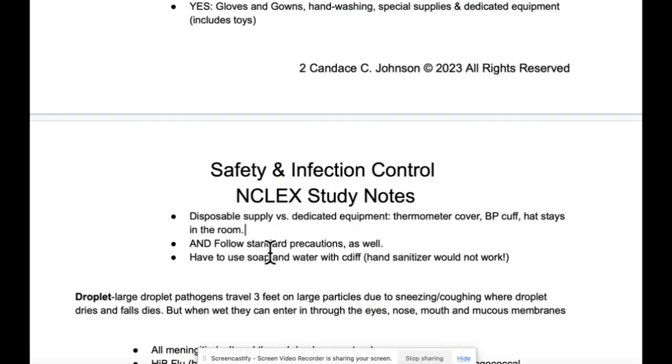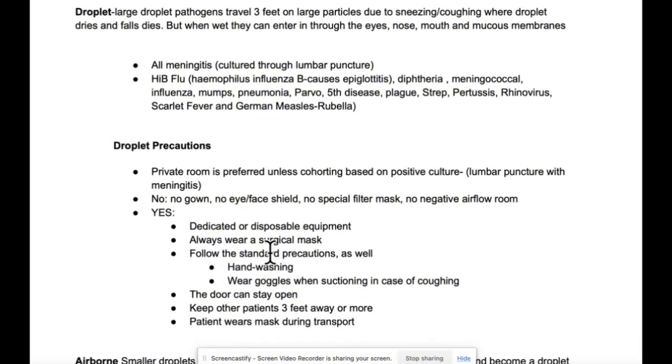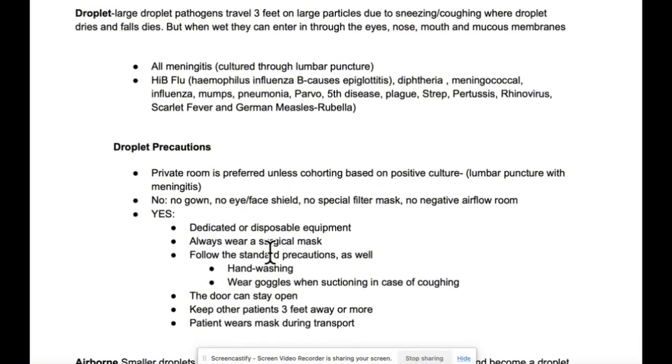All right. And then follow standard precautions as well. So that's thinking through things like having to wash your hands with soap and water when the patient has C. diff, right? Because hand sanitizer or alcohol based hand sanitizer will not work. All right. So that's contact precautions. Let us now move on to droplet precautions.